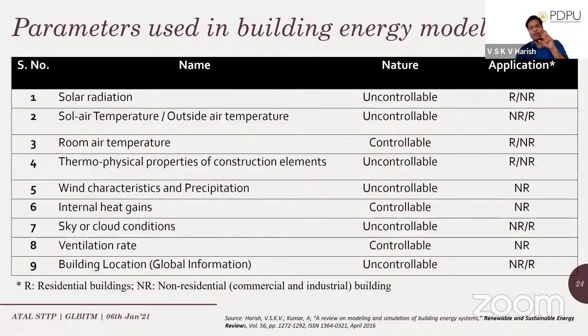Now, after knowing what the different types of energy models are, what the software available for the development of energy models are, and what the parameters are that need to be taken into consideration as significant parameters for modeling our building energy system, these are the set of parameters. The nature: controllable means that the behavior of that particular parameter can be controlled or changed through a certain control strategy which will be developed by the designer, right? Whereas uncontrollable is the nature of such parameters where the behavior of that parameter cannot be changed and is beyond the control of the control system designer. R here stands for residential and NR here stands for non-residential.